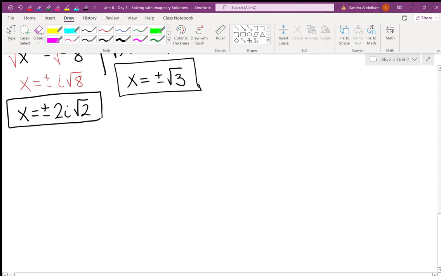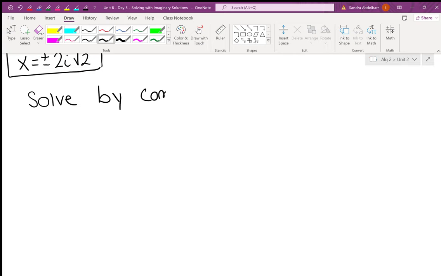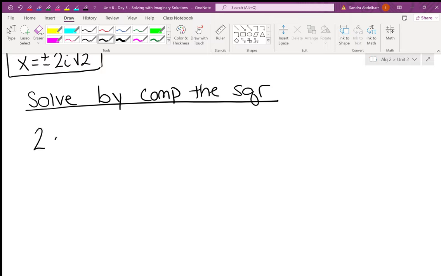Okay, next one. I want us to solve this problem by completing the square. So we have 2x squared plus 3x plus 3 equals 0. How many solutions should I have in this problem? 2. We should have 2 solutions in this problem because the degree of the equation is 2.